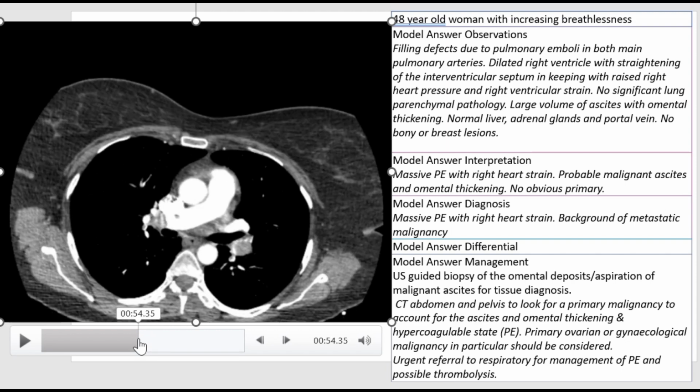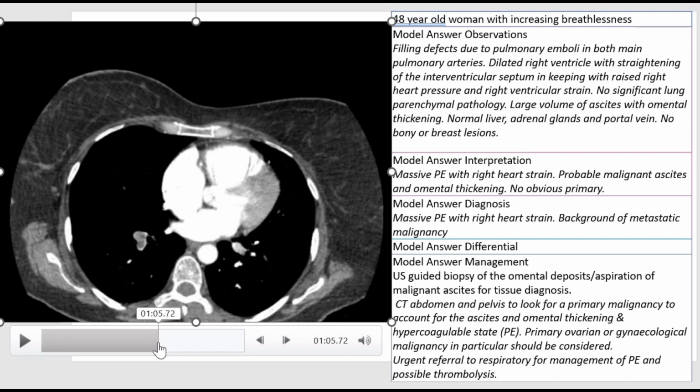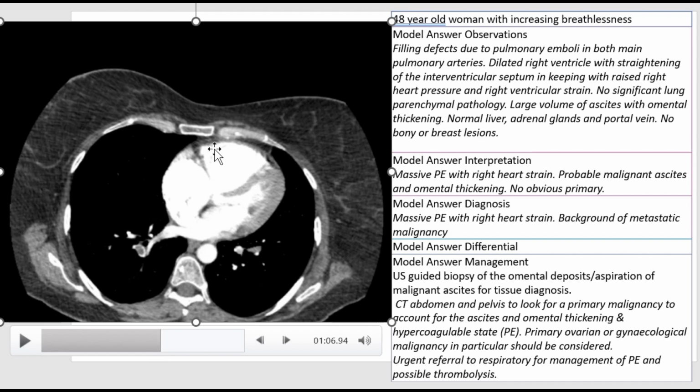Then, if you go downwards, this is the right ventricle and this is the right atrium. So let's talk about the normal. First, the normal appearance of the heart on CT scan before talking about these abnormal findings.